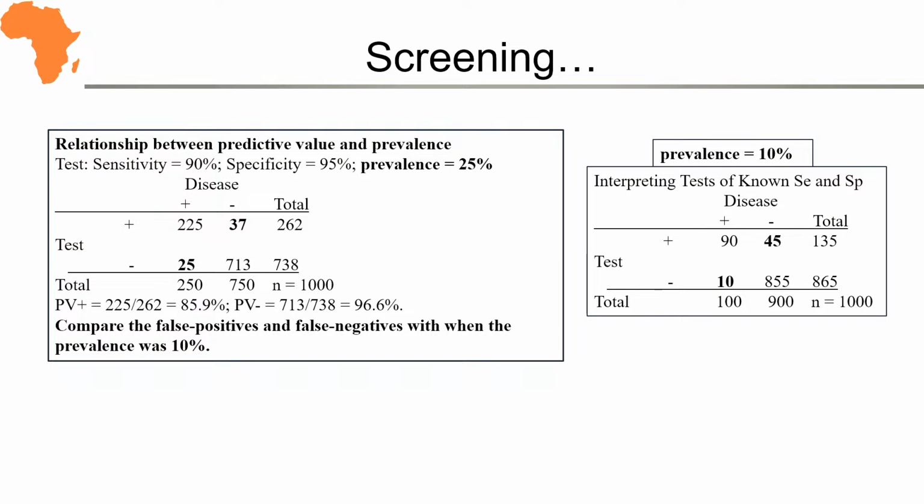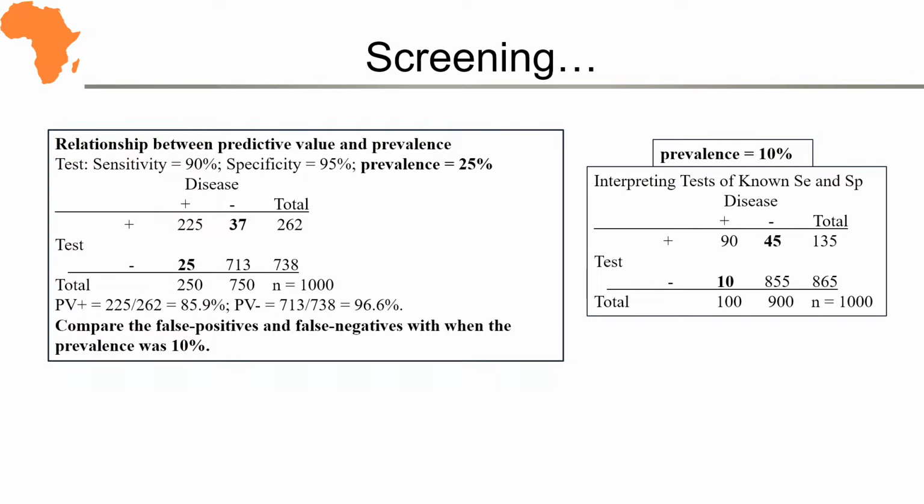Let's discuss first the relationship between predictive value and the prevalence. When we do the calculation, predictive value positive is 85.9 and negative is 96, based on a 25% prevalence. So this is predictive value. Here the predictive value is 10.